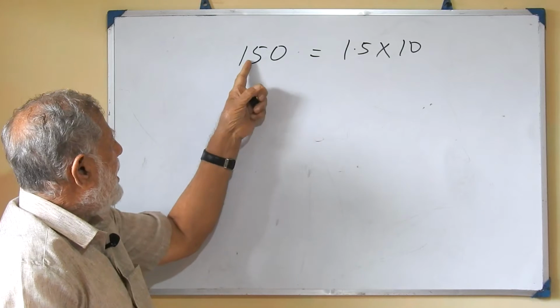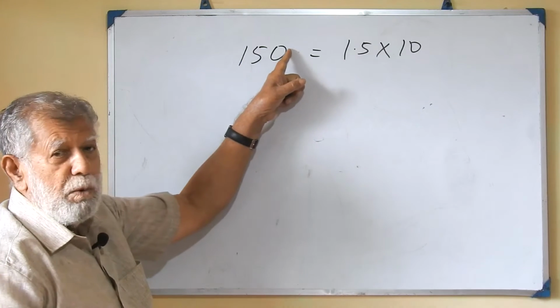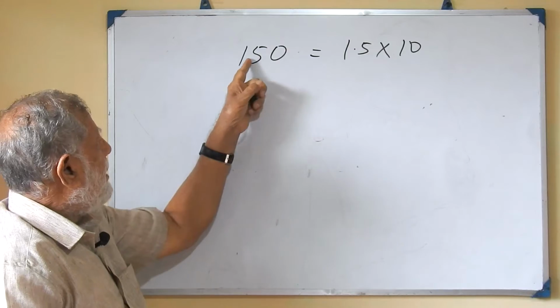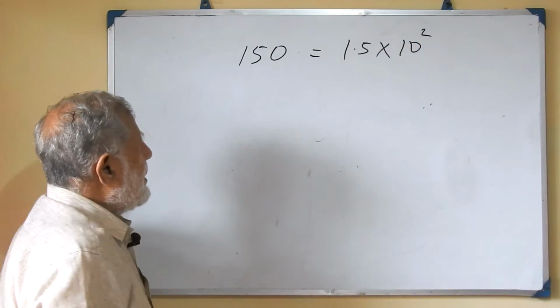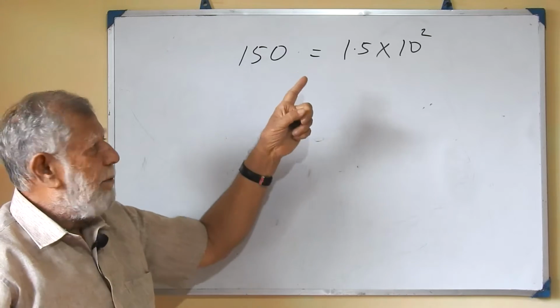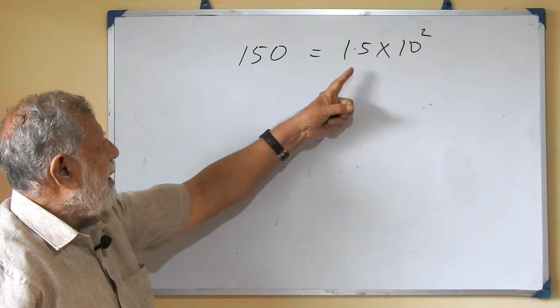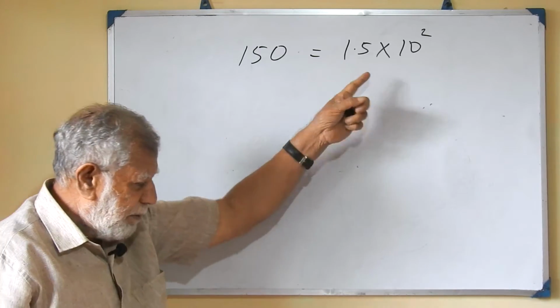1.5 means we put the decimal point here. So from here to here, now here also there is a decimal point. We know in a whole number there is a decimal point. So here to here there are two numbers, 10 to the power of 2. So for 150, we don't write 15 into 10, but we write 1.5, always one digit and a decimal. 1.5 into 10 to the power of 2.